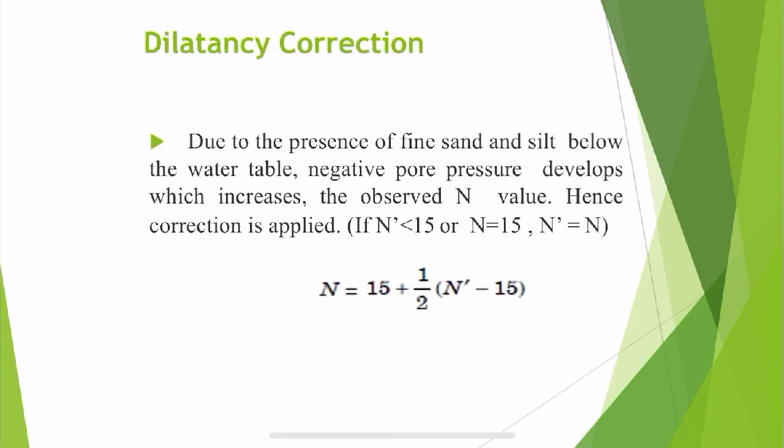Coming to dilatancy correction, this is suitable for fine sand and silts below the water table, where negative pore water pressure develops, which increases the observed N value. Hence correction is applied. Whenever the SPT value N dash is greater than 15, we use N equal to 15 plus 1 by 2 of (N dash minus 15) for dilatancy correction.